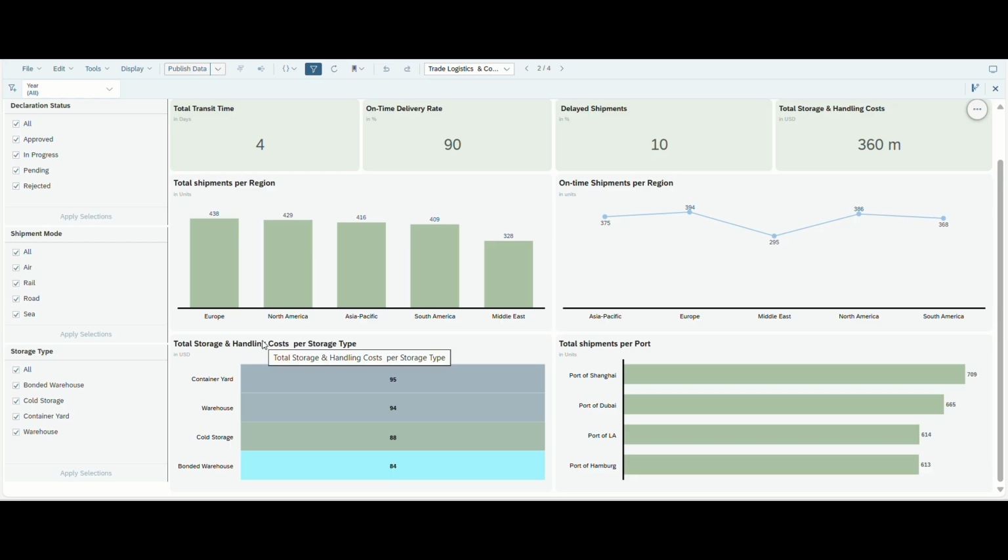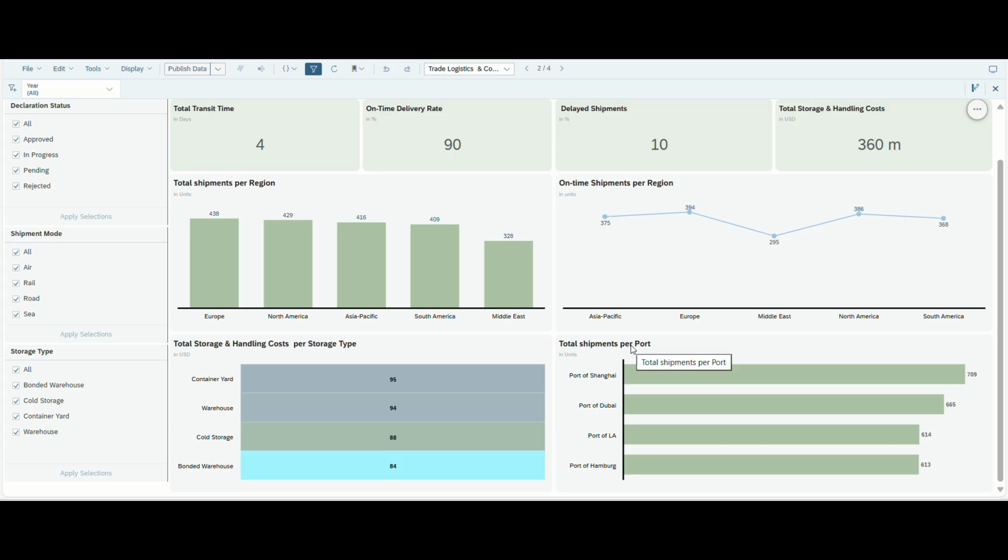Drilling into costs, the total storage and handling cost per storage type reveal that container yards 95M and warehouses 94M account for the largest shares, followed by cold storage 88M and bonded warehouses 83M. This breakdown highlights where optimization efforts can deliver the biggest financial impact.